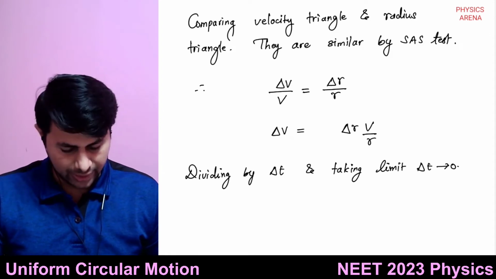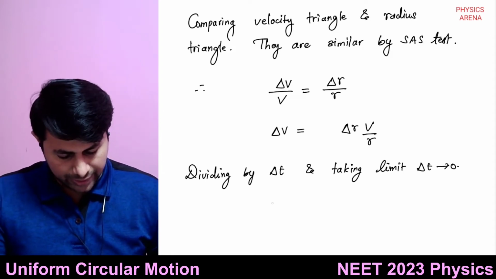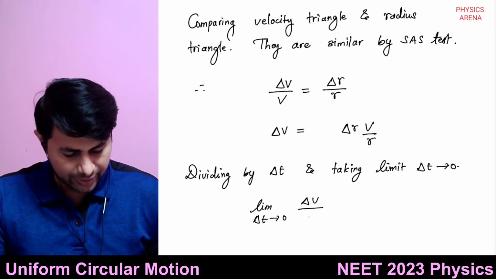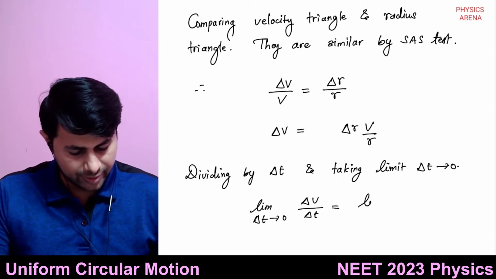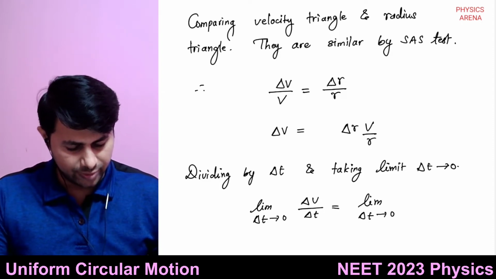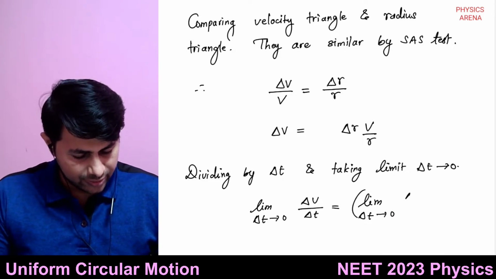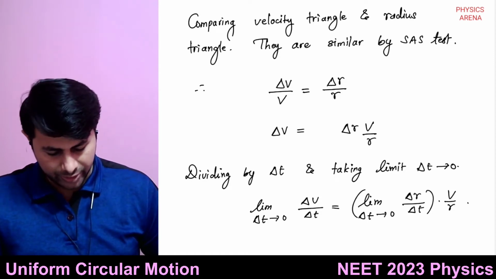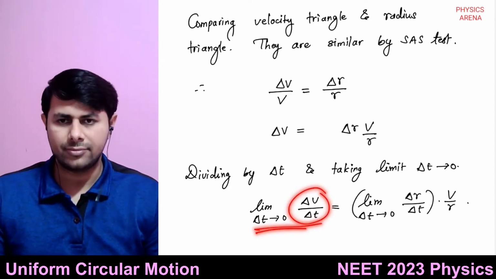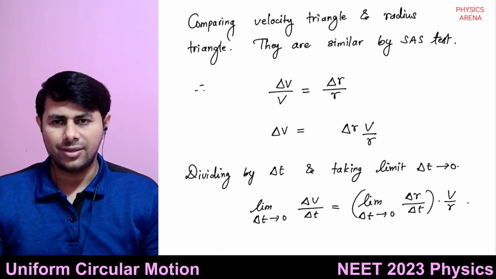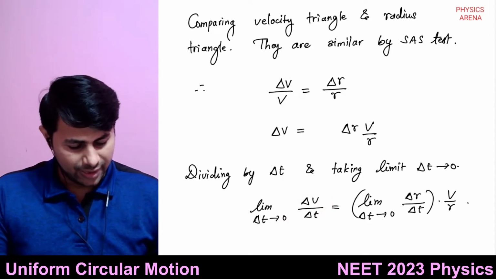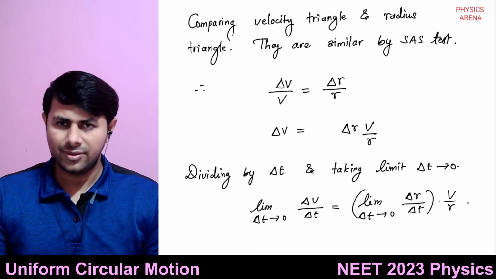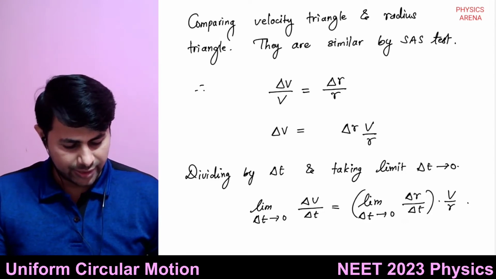Why am I doing this? I want to find out acceleration. So I can say that limit delta t tends to 0 of delta v divided by delta t is equal to limit delta t tends to 0, v upon r, you can take it outside, delta r upon delta t multiplied by v upon r. Okay, so tell me, what is this? This is instantaneous acceleration. And what is this? This is instantaneous velocity. So it is equal to v.